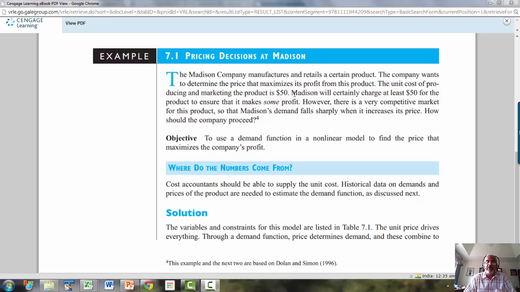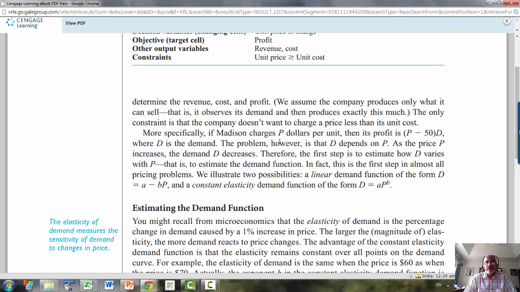So first let's look at the profit function. If P is the price that the Madison wants to charge, then 50 being the cost of manufacturing the product, P minus 50 will be the profit per unit. Now the total profit will be how many units we can sell, what is the demand. So P minus 50 times D will give you the profit. And as I said, the problem is P and D are related. The value of D is determined by the price we charge.